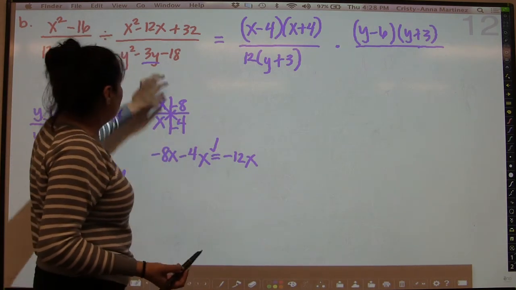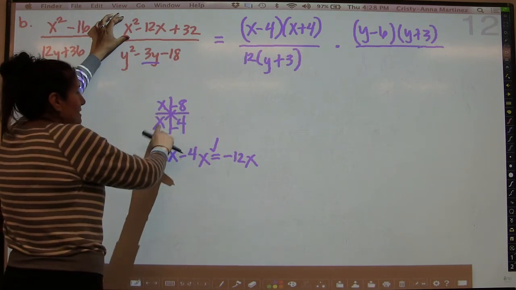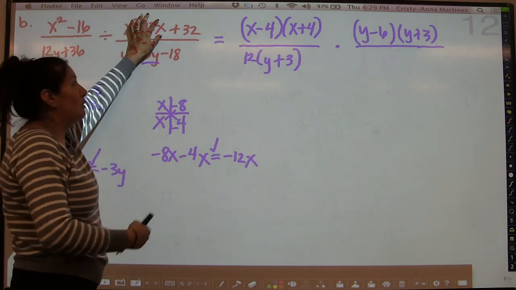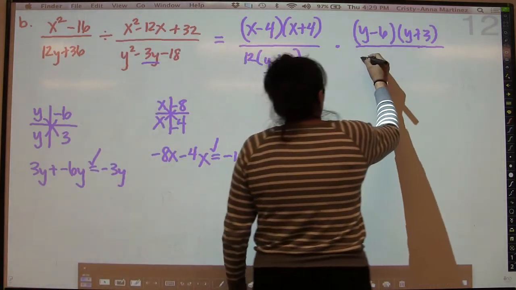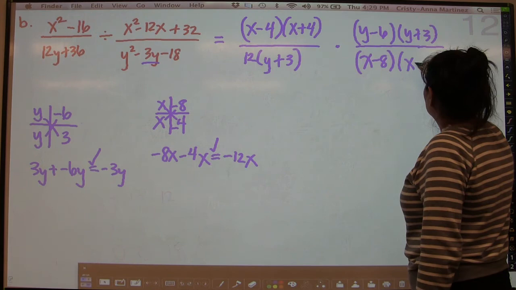So again, remember that this x squared minus 12x plus 32 is going to be factored to x minus 8 and x minus 4. But again, although it's on the top here in the original, because we're reciprocating, this is actually going to be placed on the bottom of the fraction over here. So we're going to get x minus 8 and x minus 4.